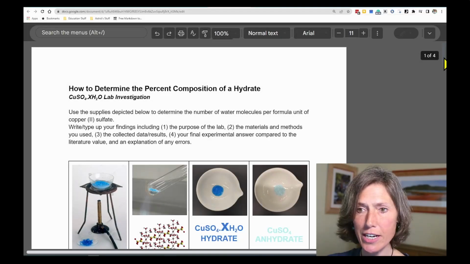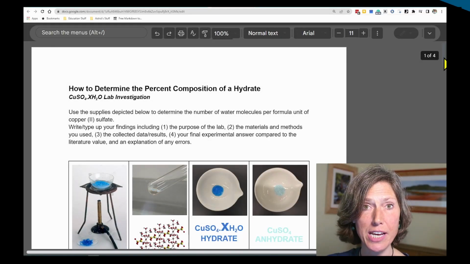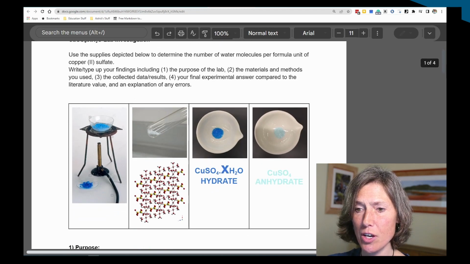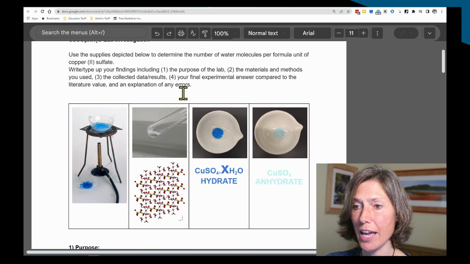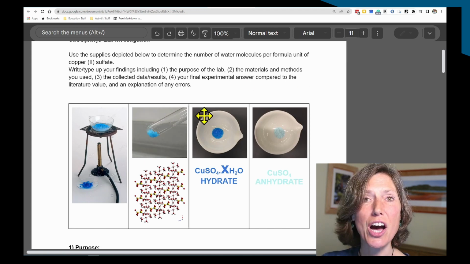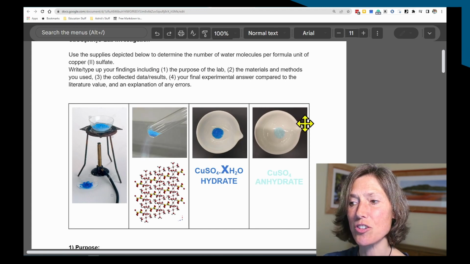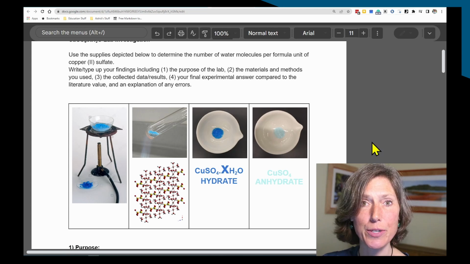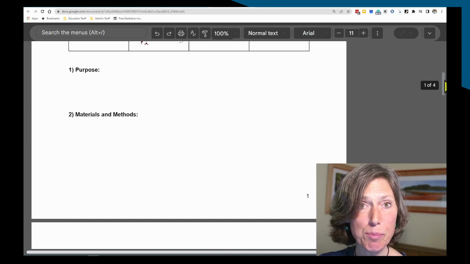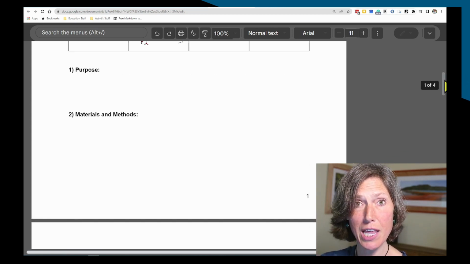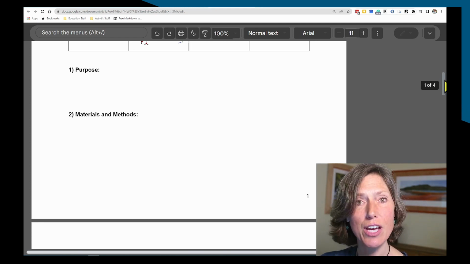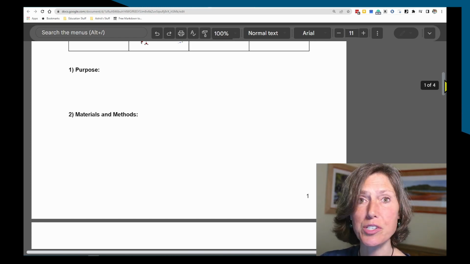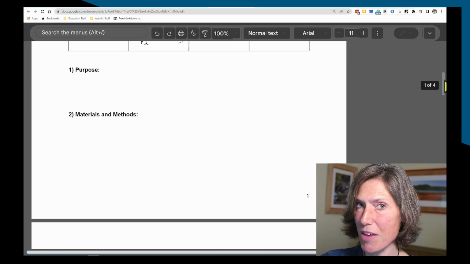We have our title, How to Determine the Percent Composition of a Hydrate. We've got our two different setups, the evaporating dish and the test tube setup. We've got our hydrate, and we're also seeing what the anhydrate should look like. Students are simply going to come up with the purpose of the lab. What is the percent composition of the hydrate? They are to write out their materials and procedures, or materials and methods.